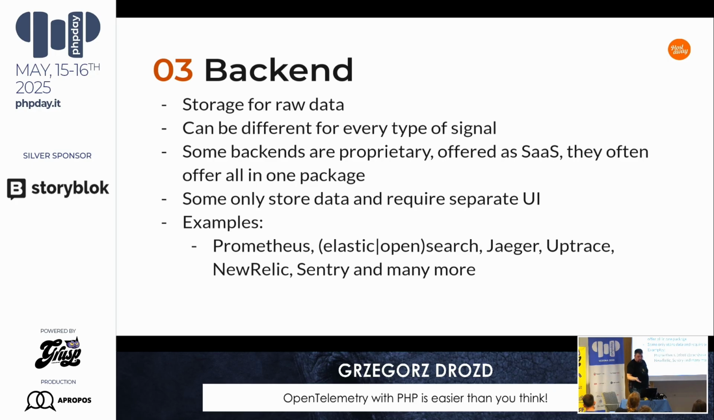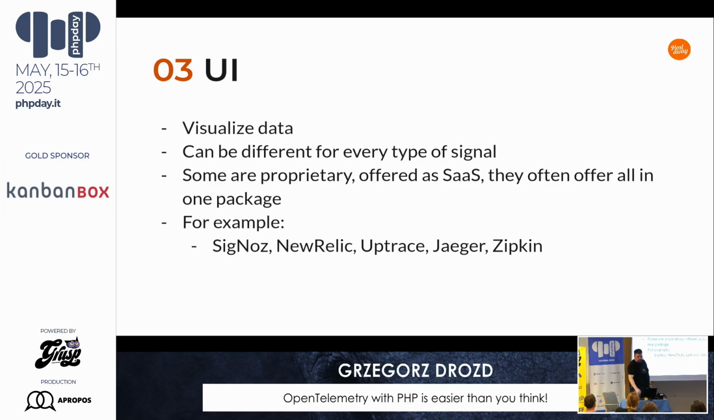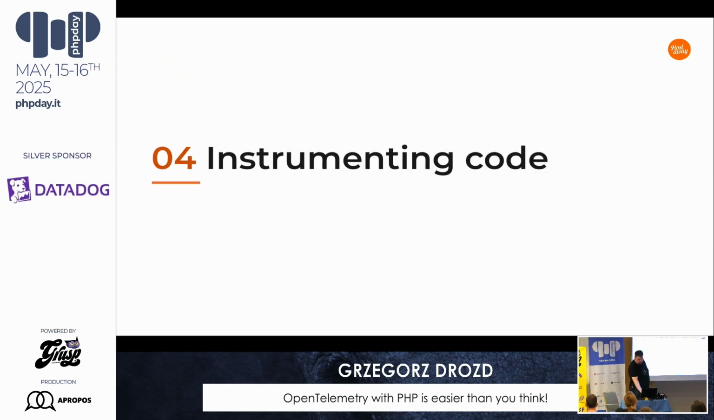Some only store data and require a separate UI. Some are all in one, offered as a SaaS. Examples can be OpenSearch, Jaeger, Uptrace, New Relic, Sentry, and many, many more. The UI is built on top of the backend that you choose, and it can be used to visualize the data. There are a lot of different backends. Some of them are offered as SaaS, some of them you can self-host.